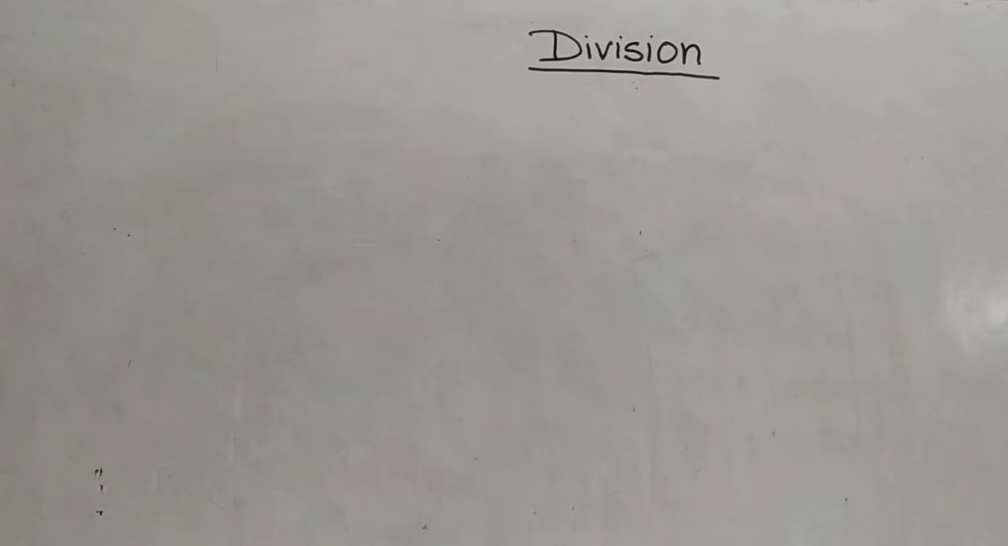So, the number to be divided is called dividend. The number which divides is called divisor, and the result obtained is called quotient. The number remaining in the end is called remainder. So, let us learn it by one example.